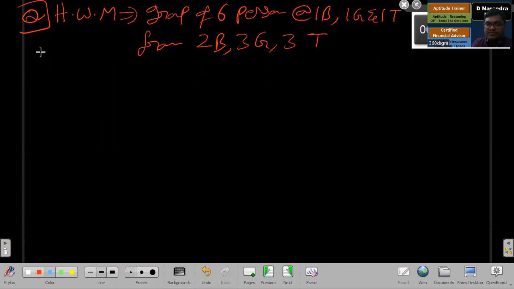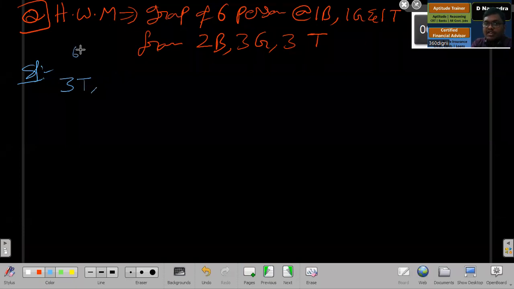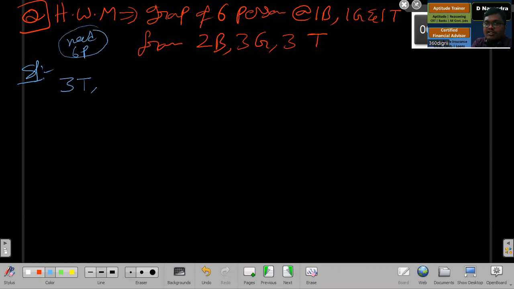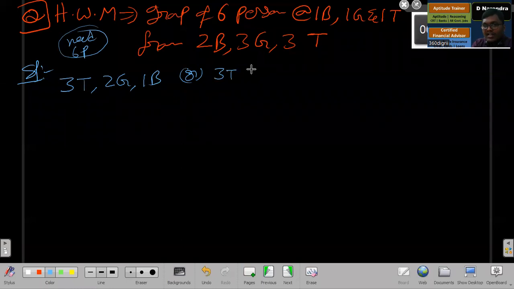See it, guys. How many ways are possible? Let us start with the three teachers. We consider all three teachers. We need six people in total, right? Three teachers, two girls and one boy. Or three teachers, one girl, two boys. And three teachers, three girls, we can't select. So the combination with three teachers is over.